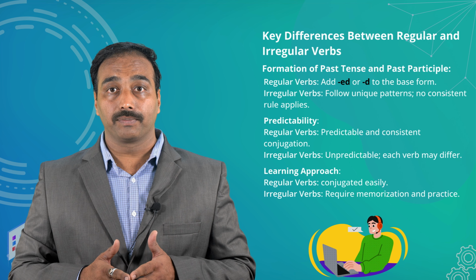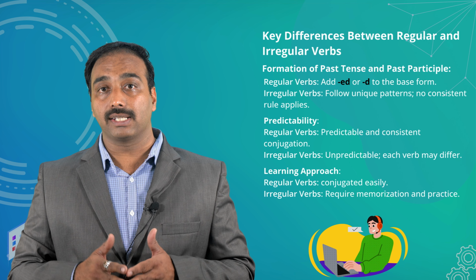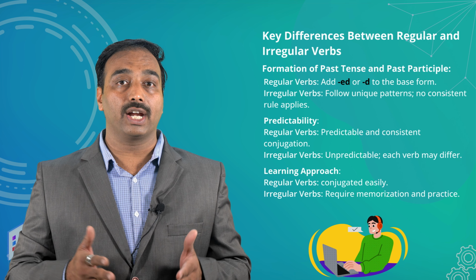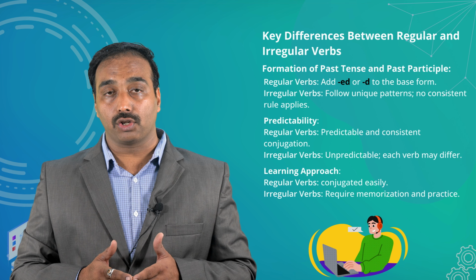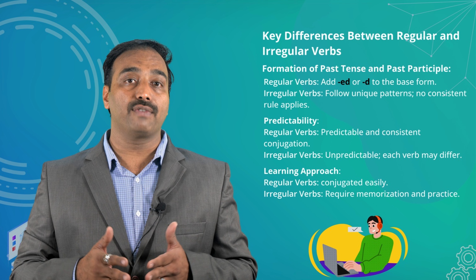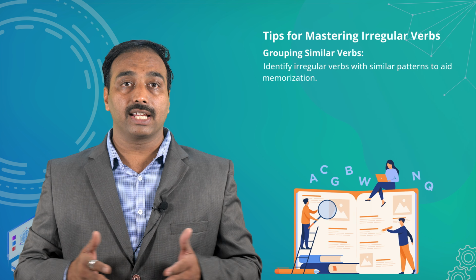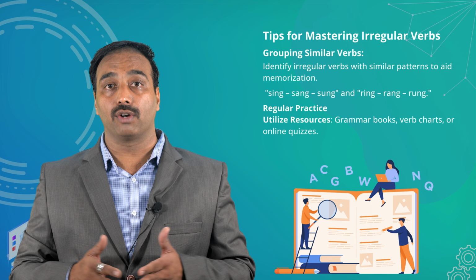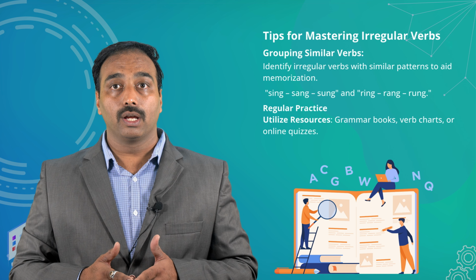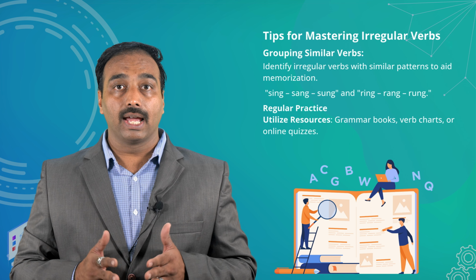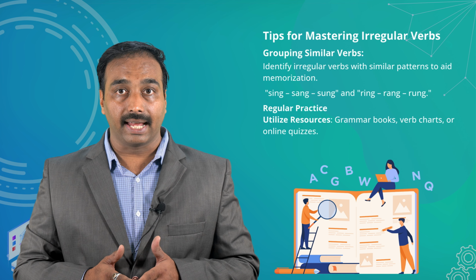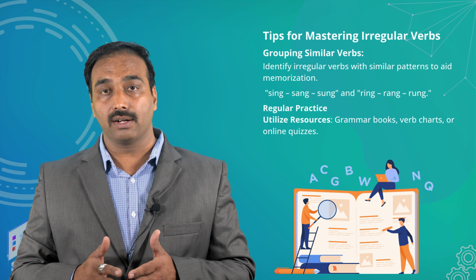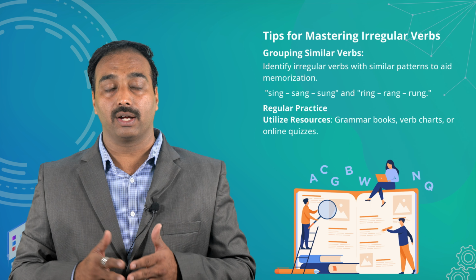Learning approach. With regular verbs, once the pattern is understood, new regular verbs can be conjugated easily. Irregular verbs require memorization and practice due to the lack of a unifying pattern. Now let us explore some tips for mastering irregular verbs. First one, group similar verbs. Identify irregular verbs with similar patterns to aid memorization. Example, sing, sang, sung. Ring, rang, rung.